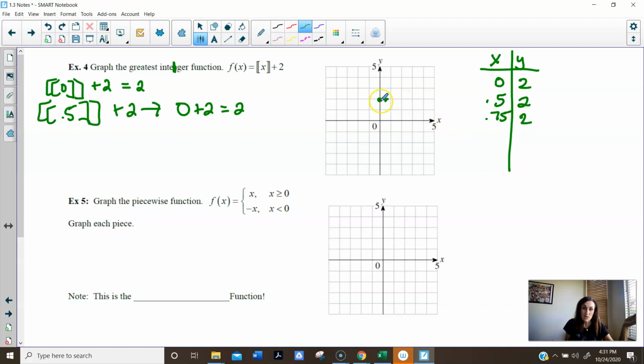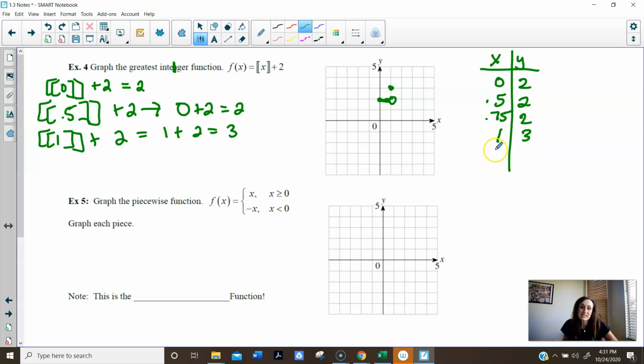If it were 0.75, you would go back to 0 plus 2, which is also up 2. And you're going to do that all the way until you get to 1. The greatest integer of 1 plus 2 is going to equal 1 plus 2, which equals 3. So when we go right 1, we're up 3.